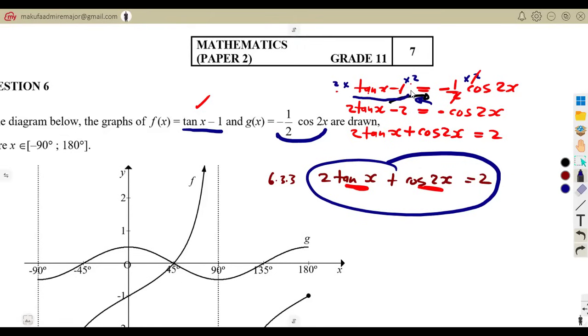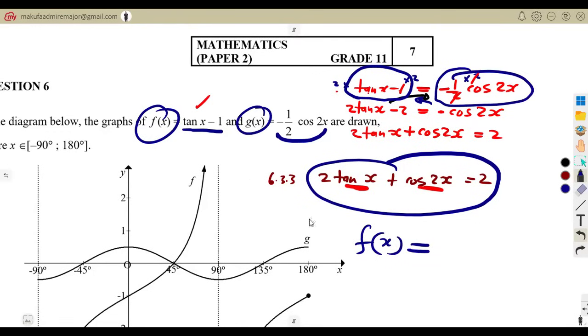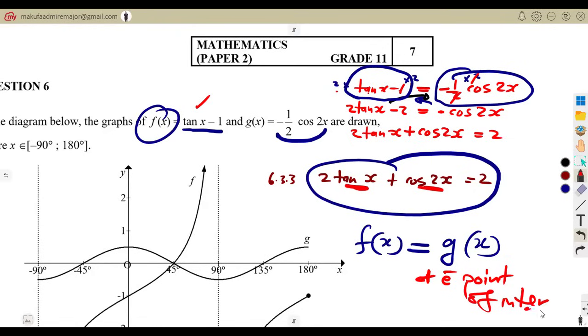Tan x minus 1 represents what? F of x. It was actually taken from f of x being equal to what? Minus half cos 2x represents g of x. So they're simply saying, where is it that f of x and g of x are equal? At the point of intersection. This is the point of intersection. So if it is at the point of intersection where these two graphs are equal, let's take them.